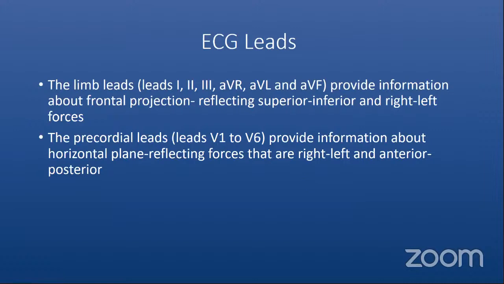ECG leads. There are 12 ECG leads, which we know. There are 6 limb leads and 6 precordial leads. Of the 6 limb leads, leads 1, 2, and 3 are the bipolar leads, and the augmented limb leads and the chest leads are unipolar leads. The limb leads give you more information from the frontal projection, meaning superior to inferior and right to left forces, while the precordial leads V1 to V6 provide information about the horizontal plane, reflecting forces that are right to left or anterior to posterior.